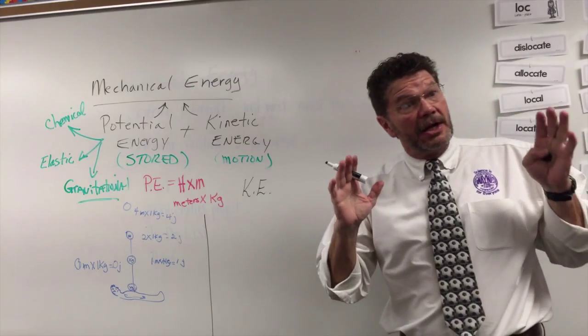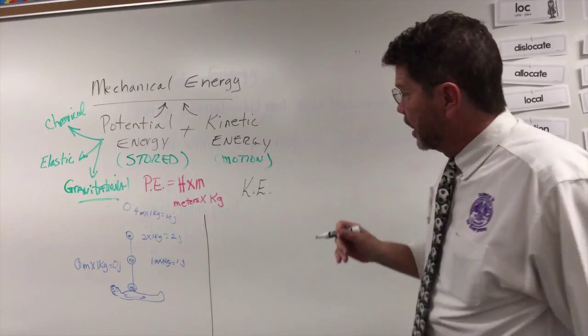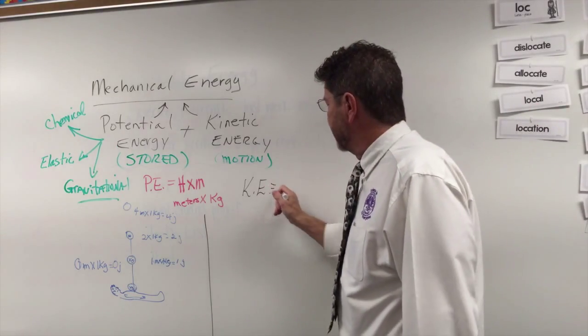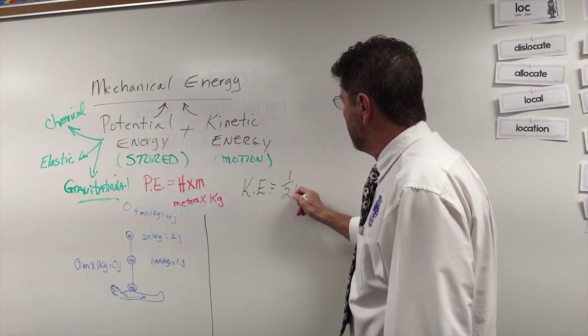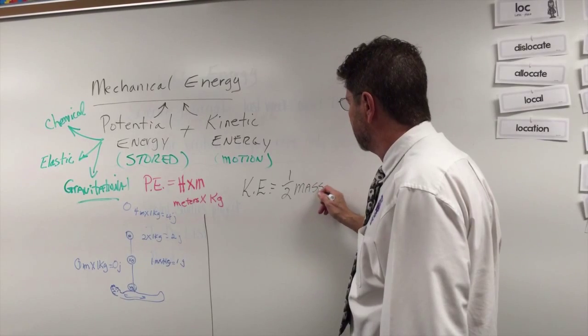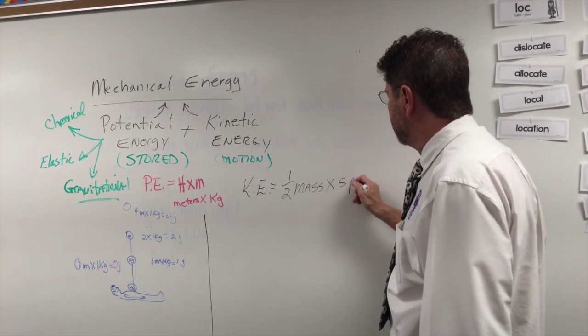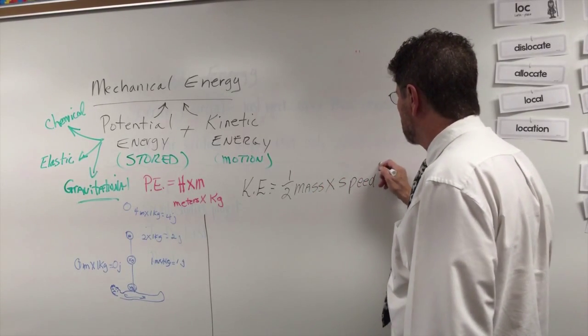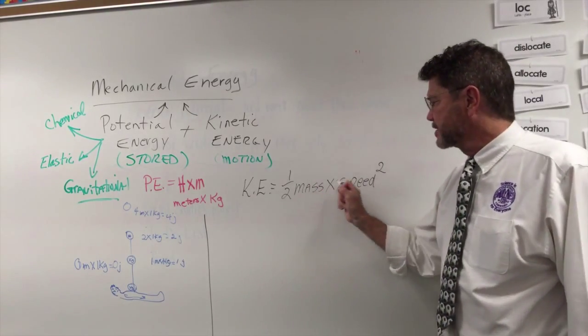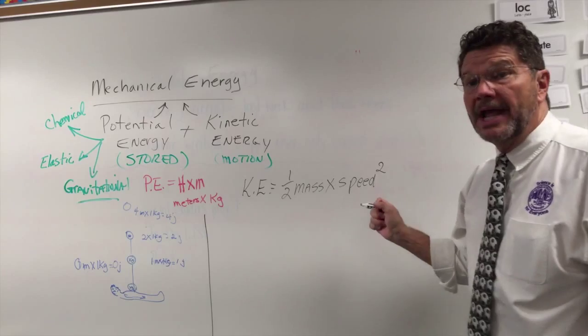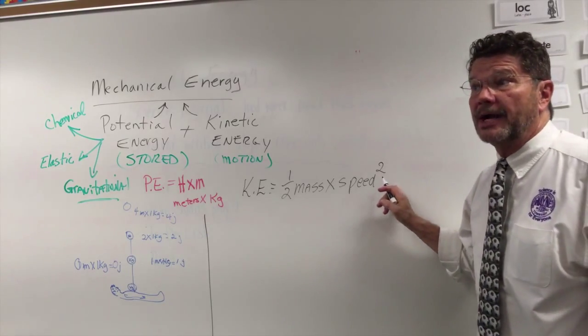We can find the kinetic energy of an object in motion. It is, this is kind of cool, 1/2 the mass times speed squared. Wow, that's a cool formula. 1/2 the mass times the speed squared. And you have been studying exponents, correct?